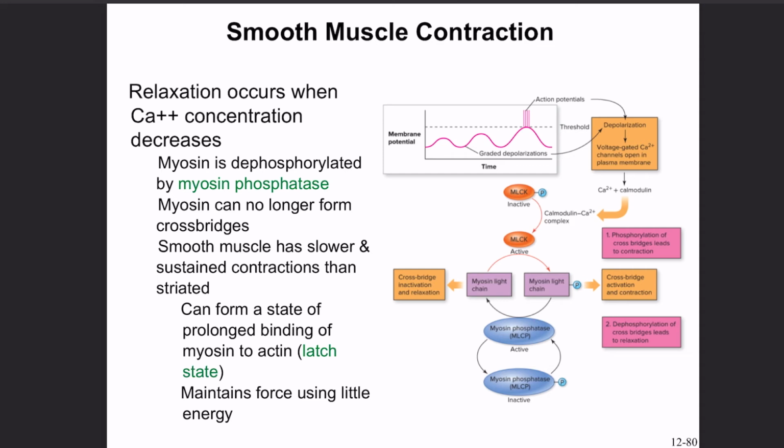Relaxation occurs when myosin gets dephosphorylated via myosin phosphatase, and then that way myosin will no longer form those cross bridges. Smooth muscle has slower and more sustained contractions than cardiac muscle or skeletal muscle. And this is so that it can maintain some action, but using very little energy.